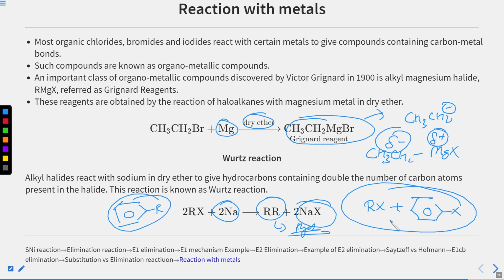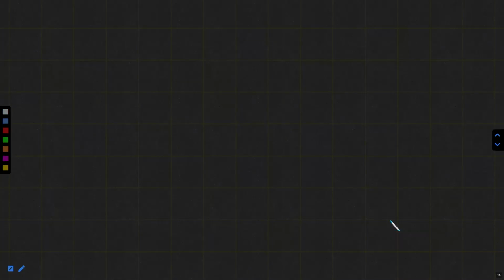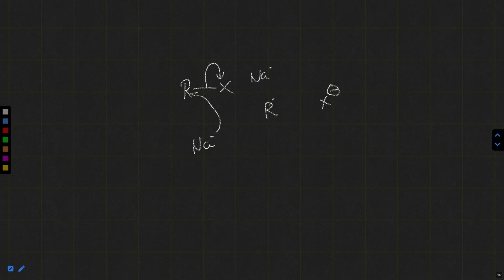Now, if you want to know the mechanism, it goes like this. Suppose this is RX. Now this is sodium metal. It has a free electron, so it will be donated here. Due to donation, the electron pair will go on X and will form an X minus and R radical. Now another sodium radical will donate its electron here, which will give R minus.